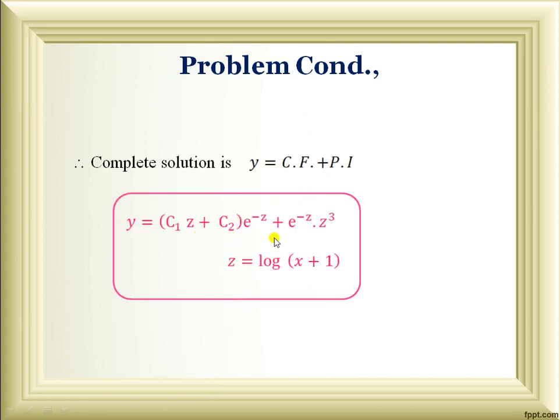So I am just adding the complementary function and particular integral for the complete solution. So after that I am getting this form. And finally, we must replace the z value in the final solution, that is log of (x plus 1). So which is our general solution of the given problem. Thank you everyone.